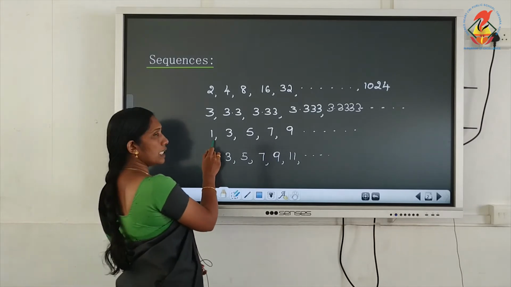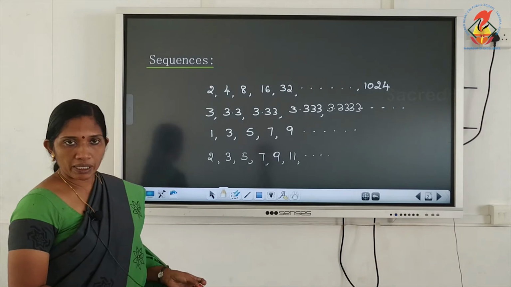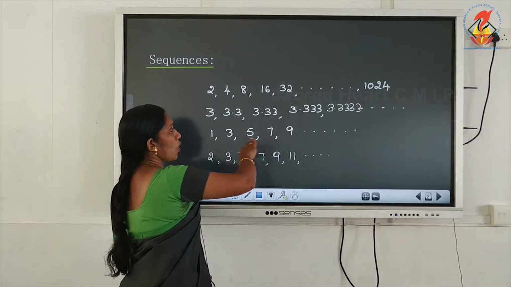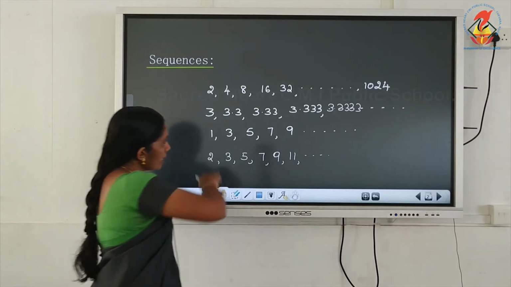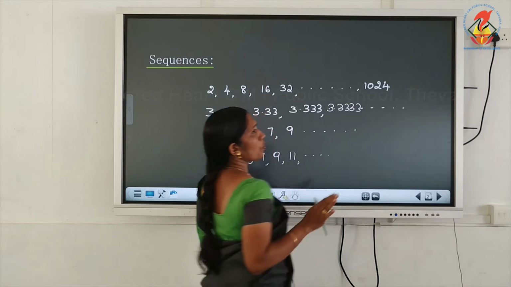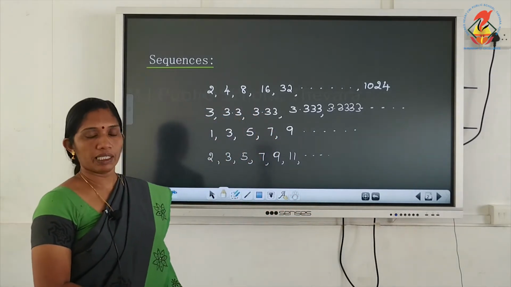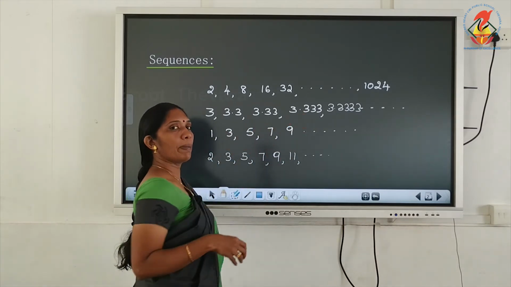Then the third one is 1, 3, 5, 7, 9. Each term is obtained by adding 2 to the preceding term, or the set of odd numbers, the collection of odd natural numbers. And here also it is an infinite sequence, and for this sequence we can find the general term, the nth term, since it follows a particular pattern.